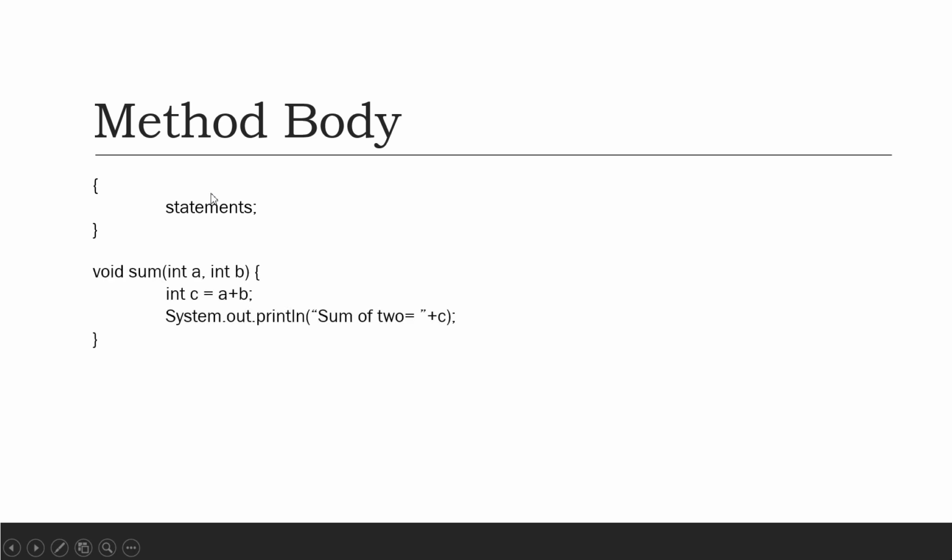For example, we have seen that we have written void sum(int a, int b), and this would be the signature of the method, or the prototype, or the method header, and inside the curly braces we have to write the logic. So for example, here we have written the return type as void.